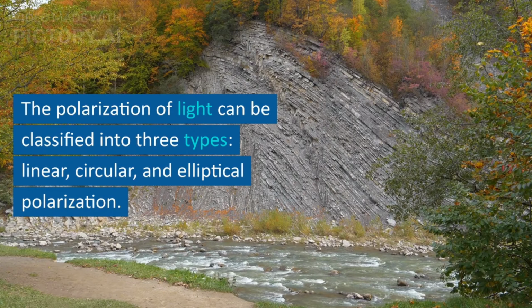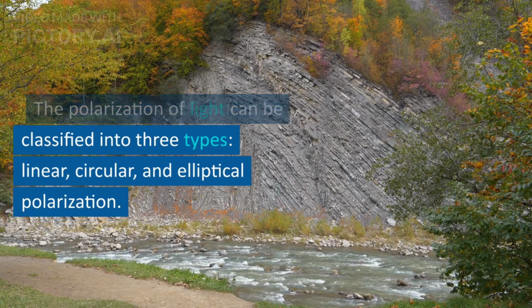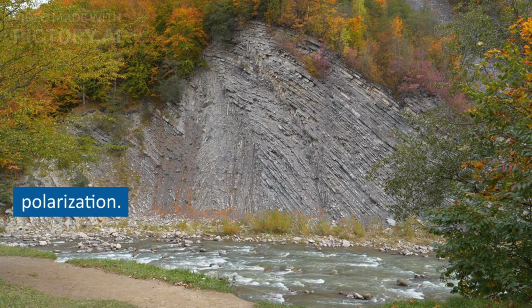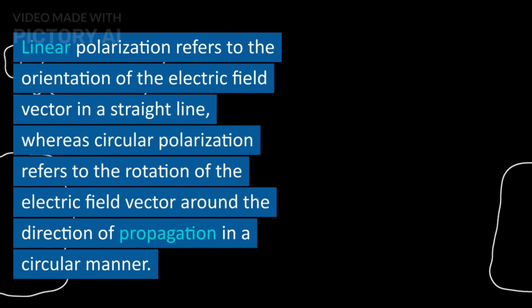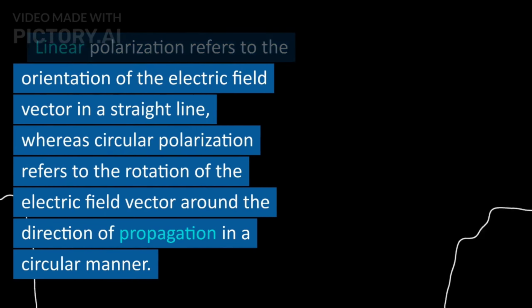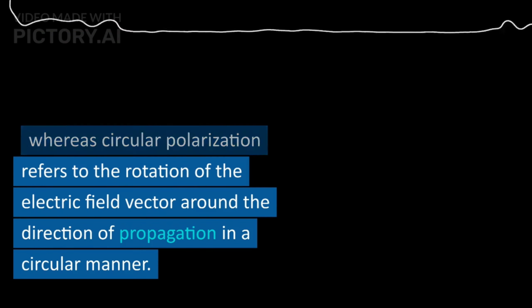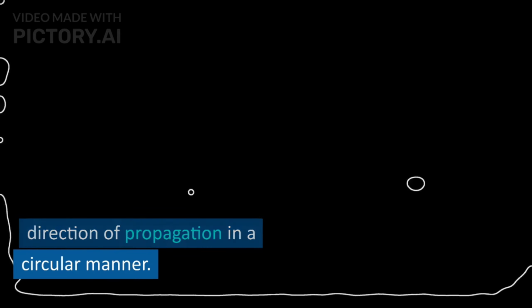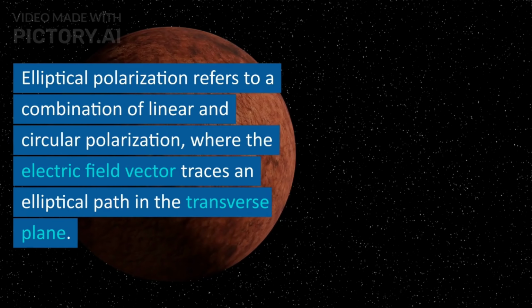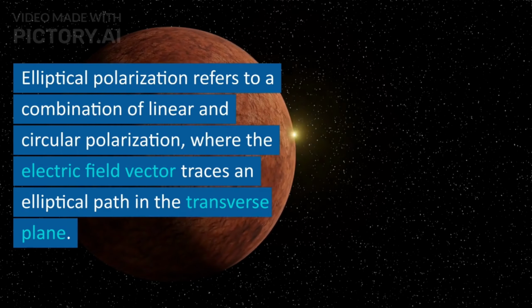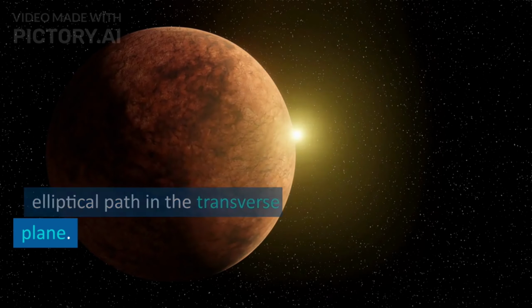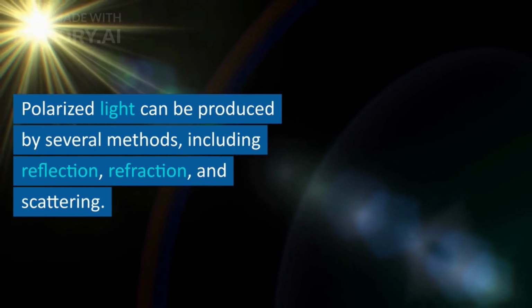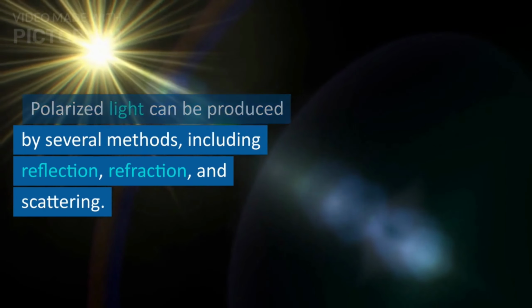The polarization of light can be classified into 3 types: linear, circular, and elliptical polarization. Linear polarization refers to the orientation of the electric field vector in a straight line, whereas circular polarization refers to the rotation of the electric field vector around the direction of propagation in a circular manner. Elliptical polarization refers to a combination of linear and circular polarization, where the electric field vector traces an elliptical path in the transverse plane.